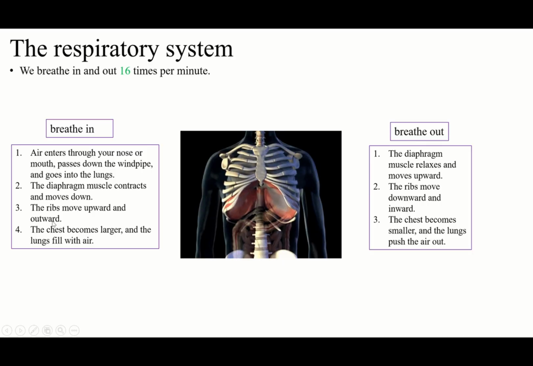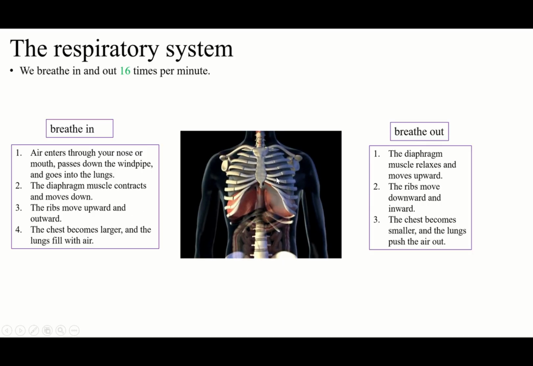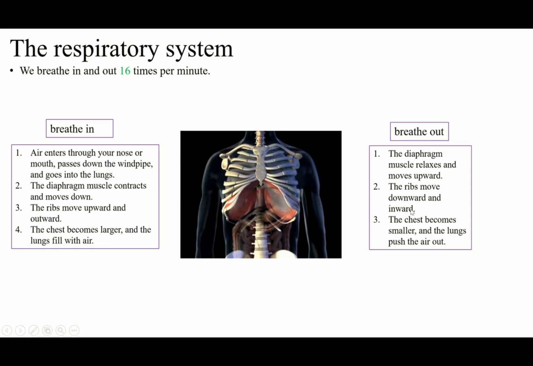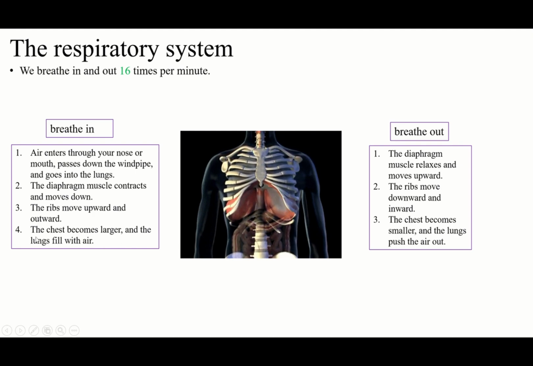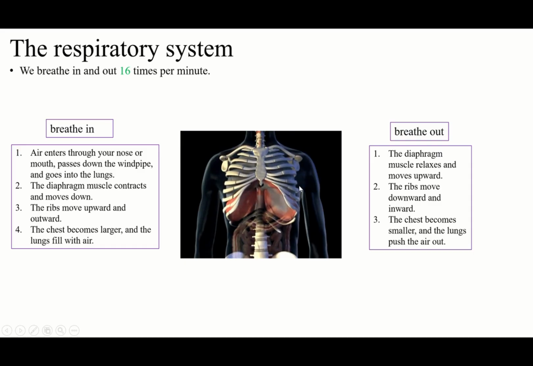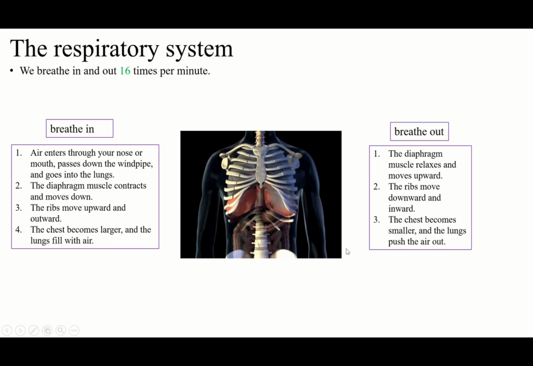And also, when you breathe in, the ribs move upward and outward. Just look at this. When it takes air, the ribs go upward and outward. When you breathe out, they go downward and inward. It means opposite. Another one, the chest becomes larger and the lungs fill with air. When it takes air, you see the chest gets larger. What about when you breathe out? Of course, it will get smaller, and the air inside the lungs will go out.